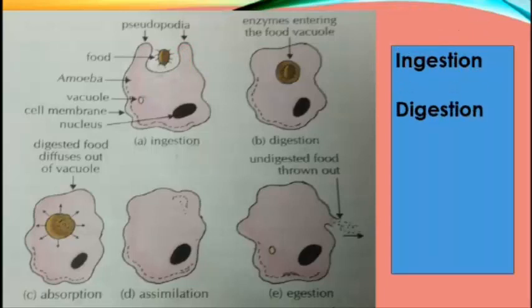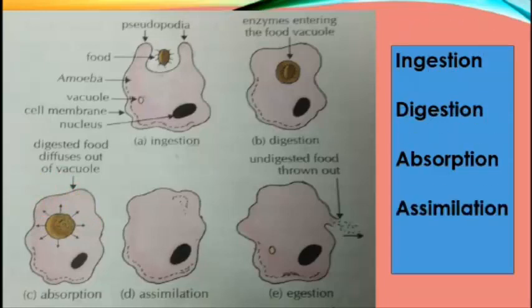The next step is digestion. The digestive juices are secreted into the food vacuole. They act on the food and break it down into simpler substances. Absorption. Gradually, the digested food is absorbed. Assimilation. The digested food absorbed is stored or utilized for its growth, development, multiplication and release of energy.